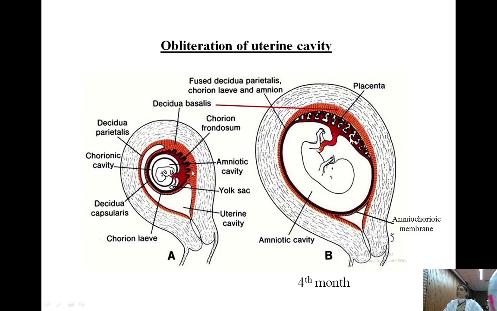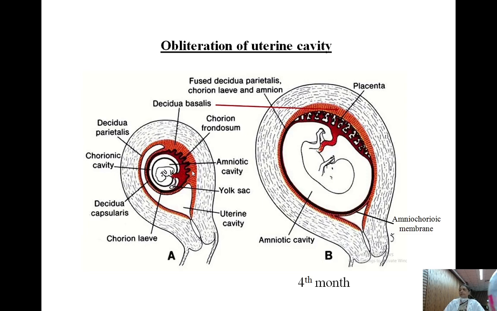So the placenta is formed by two structures. One is the maternal part, that is the decidua basalis, and the fetal part, that is the chorionic frondosum. Now you can see that the cord is attached. This cord is developed from the connecting stalk, and that cord is known as the umbilical cord. It is usually attached to the middle, but slightly eccentric also.